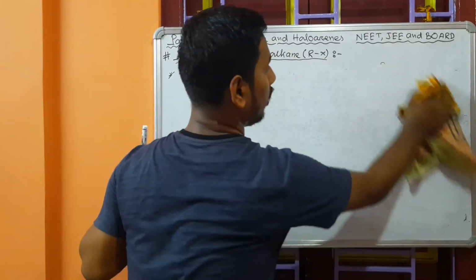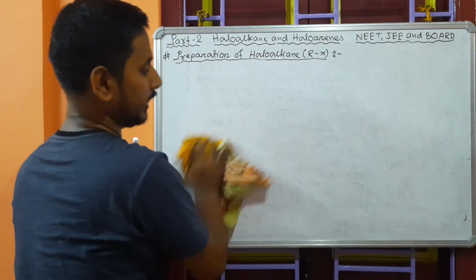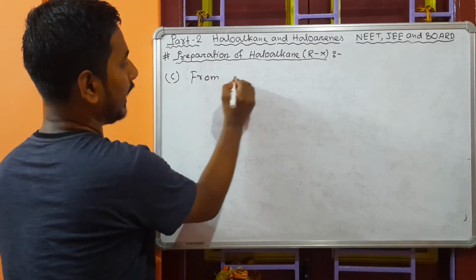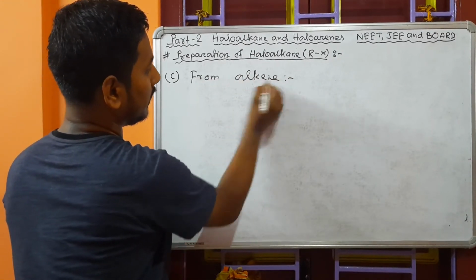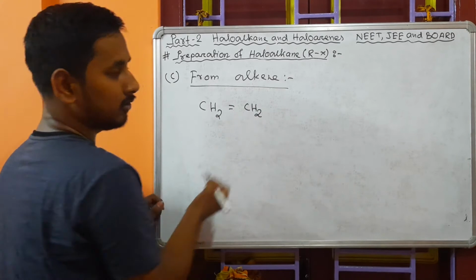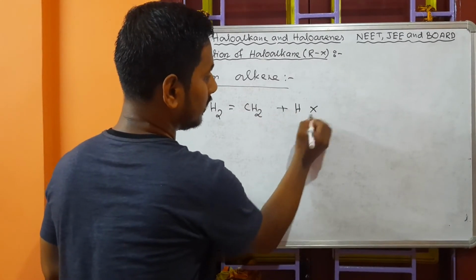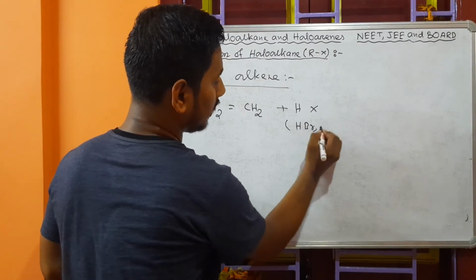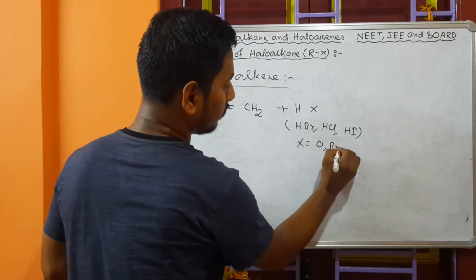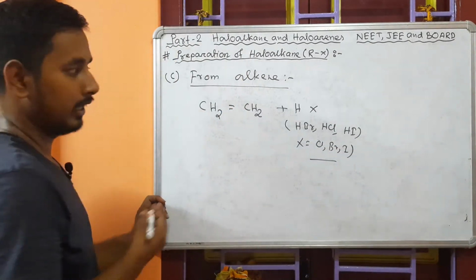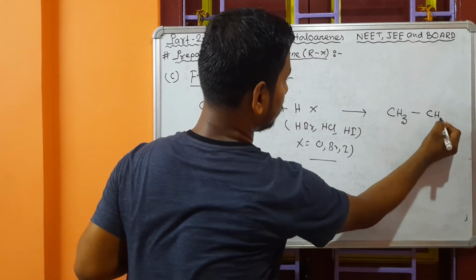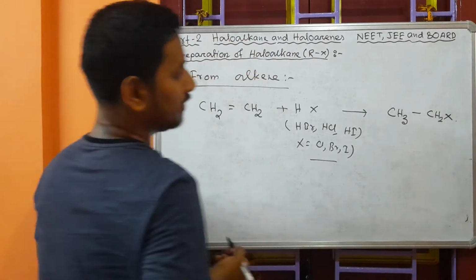Next, preparation of haloalkane. And this preparation is number C, preparation from alkene. Say you have CH2 double bond CH2, ethene, and react with HX, and here you use HBr, HCl and HI, meaning X is chlorine, bromine or iodine. Then you get the product CH3 single bond CH2X.